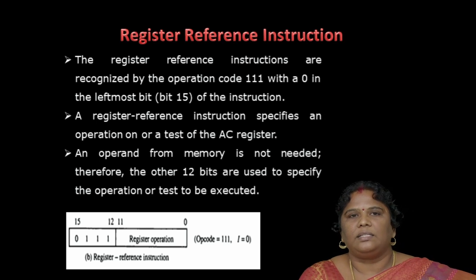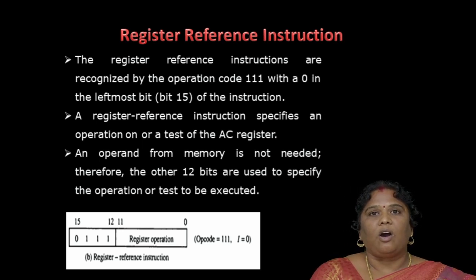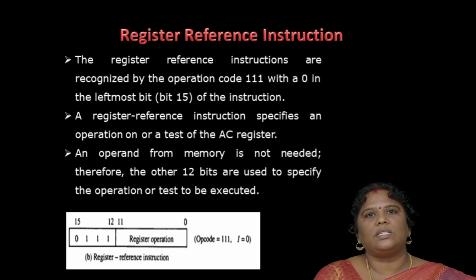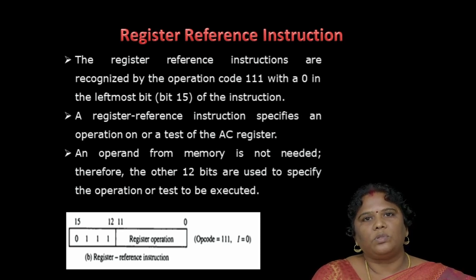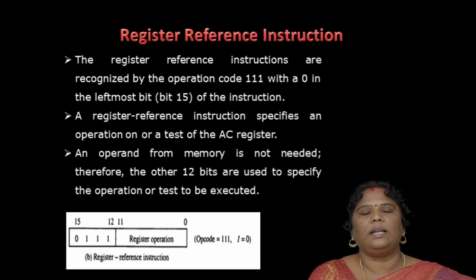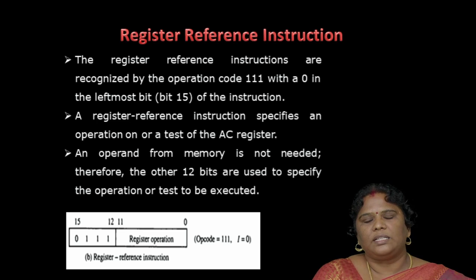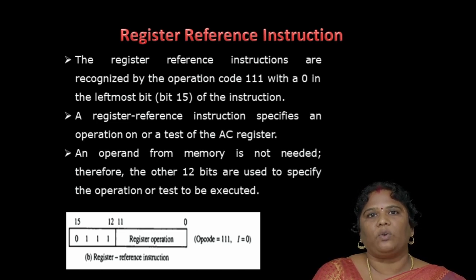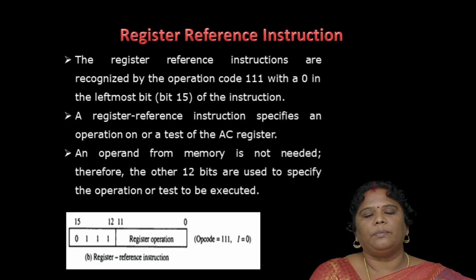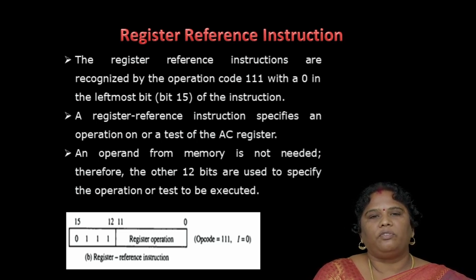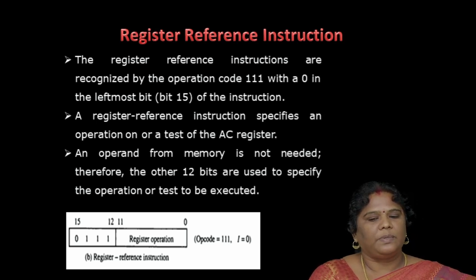In a register reference instruction, the opcode field has 3 bits set to triple ones, and the most significant bit, the 15th bit, is set to 0. If the leftmost bit of the instruction is 0 and the opcode field has the sequence of 3 ones, that instruction is referred to as a register reference instruction. It need not refer to any memory location. Here the 12 bits are used to specify the operations to be performed on the data within these registers.